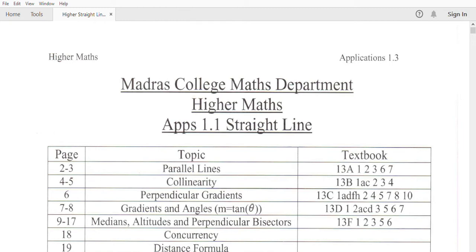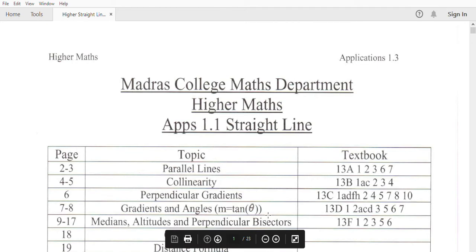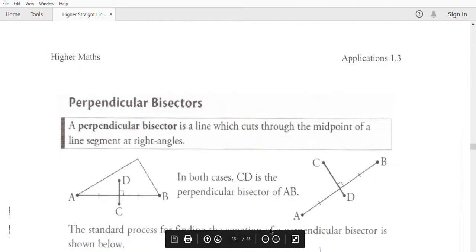Today we're going to have a look at perpendicular bisectors. So in lessons 5A and B we looked at medians and altitudes. This is lesson 5C. So we're going to look at perpendicular bisectors. So jump down to page 13 and here we are.